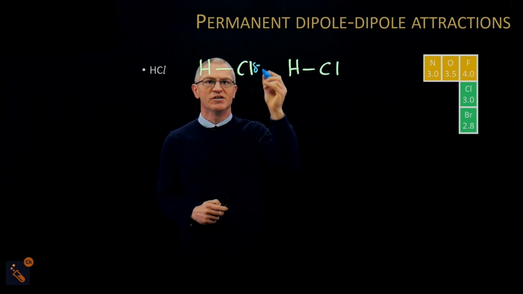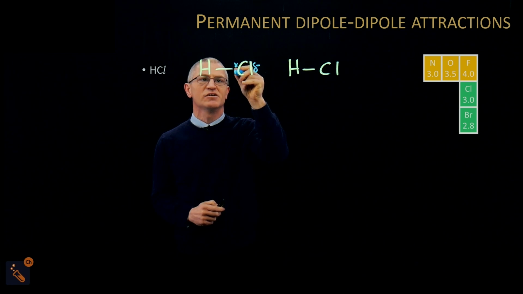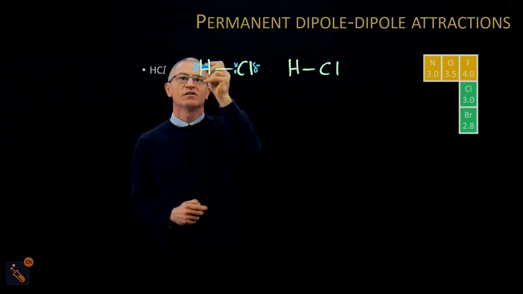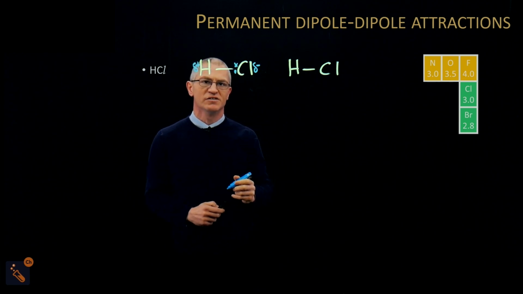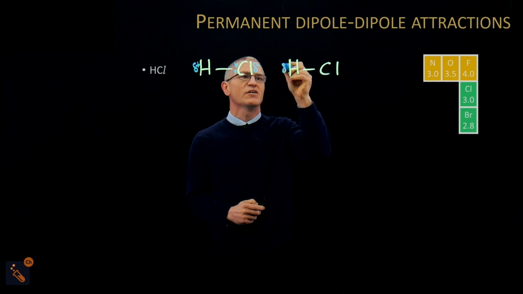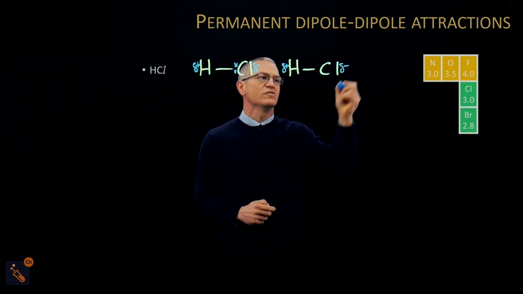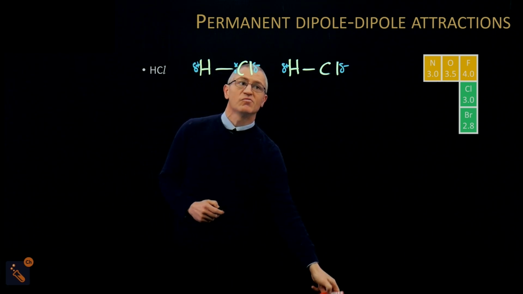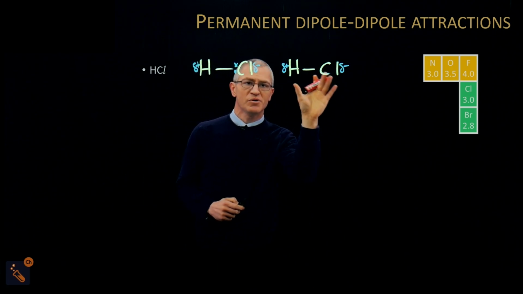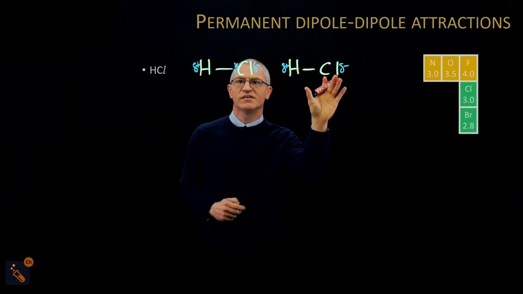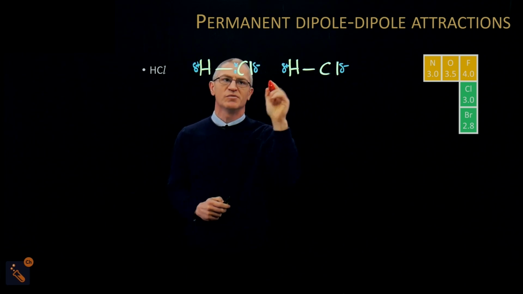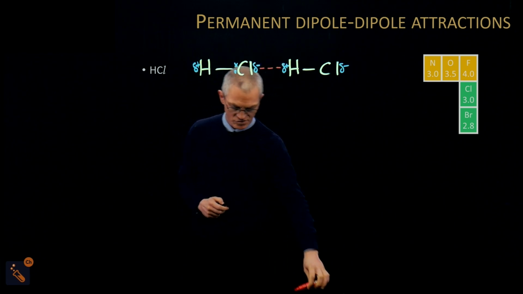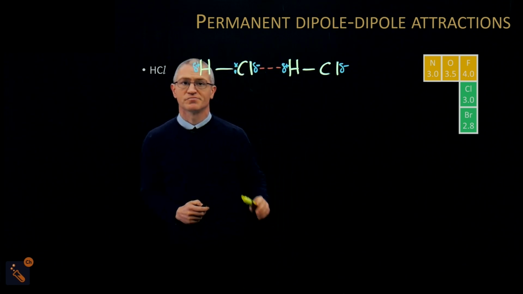So that means a little bit minus. That means the electrons are a little bit closer to the chlorine. Because they're closer, you get a delta minus. And you get a delta plus on the other end. We then copy that over on the other side. And then from that point, we're going to say, well, that must mean the plus of the permanent dipole in this hydrochloric acid is attracted to the negative of the permanent dipole on the other one. And that is called a permanent dipole-dipole attraction.